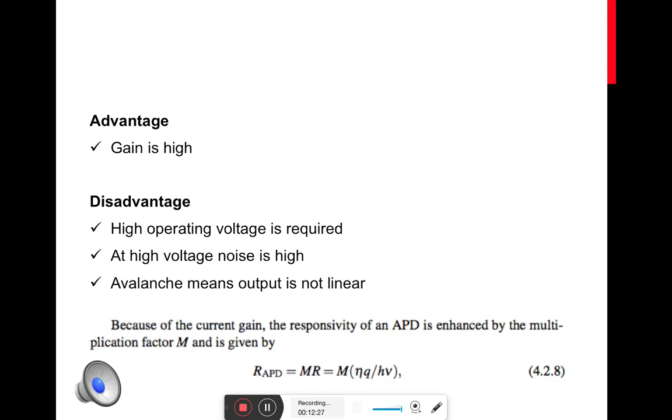I_P is the photocurrent. I_P is given by the multiplication factor M times the responsivity of the photodiode times the incident power, and that can also be written as R_APD, the responsivity of the avalanche photodiode, times the incident power.